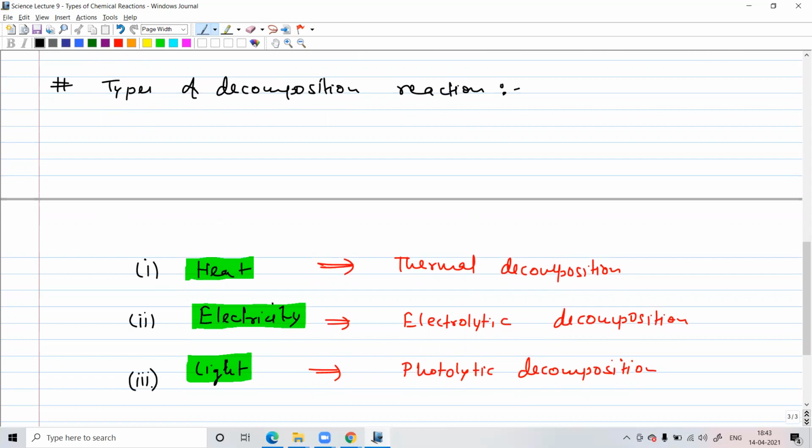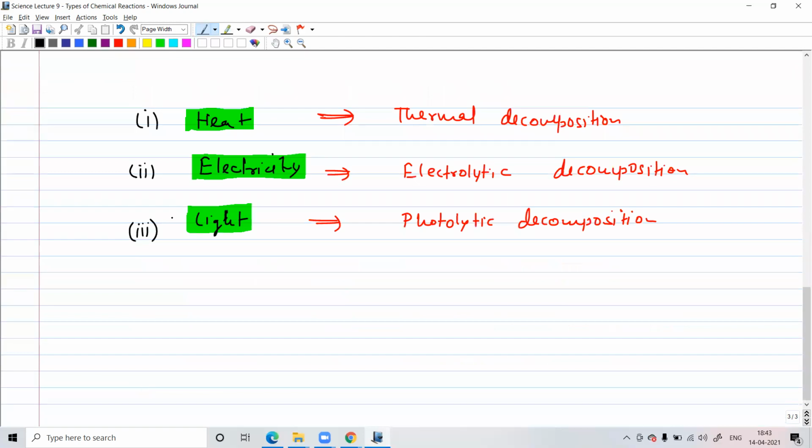Since this is not there in your NCERT, you may not need to define all these, but you need to know that decomposition reactions can happen because of these three things, and based on that, there are these three names. I will give you separate examples for each of them. I will take thermal decomposition reaction first and give you some examples for that.